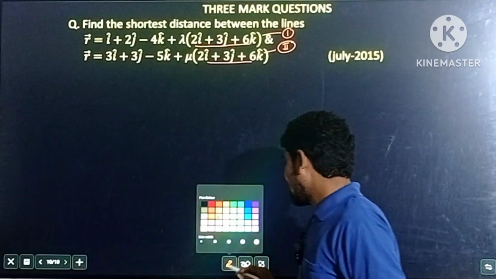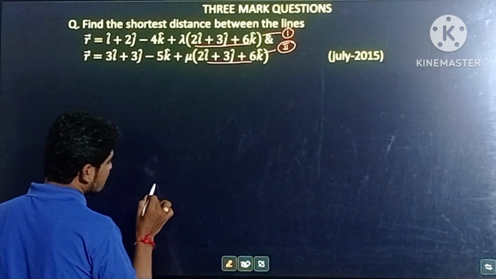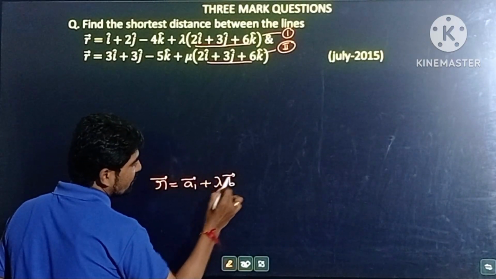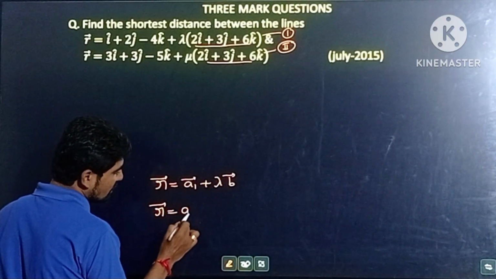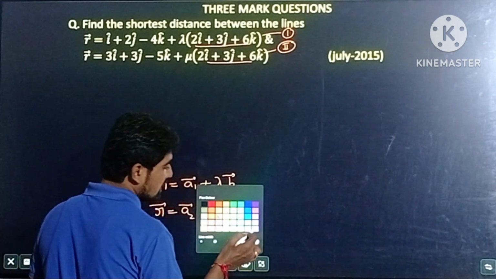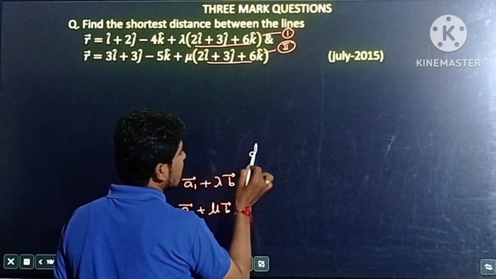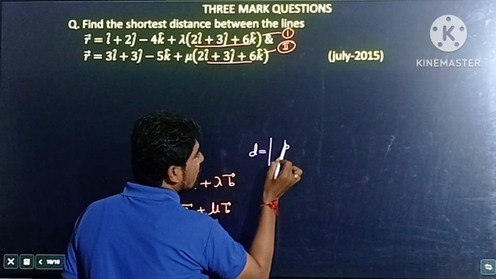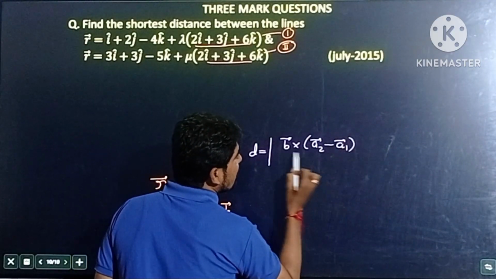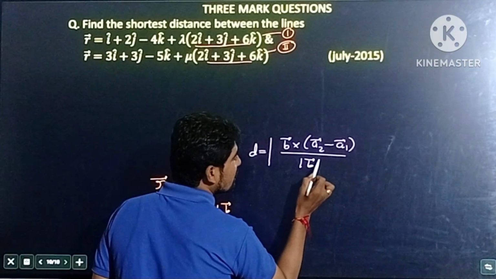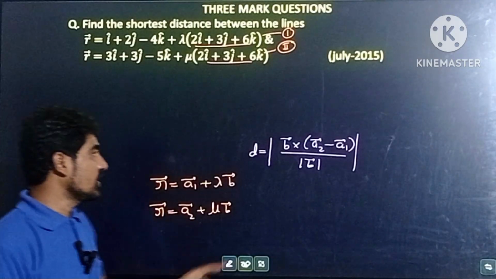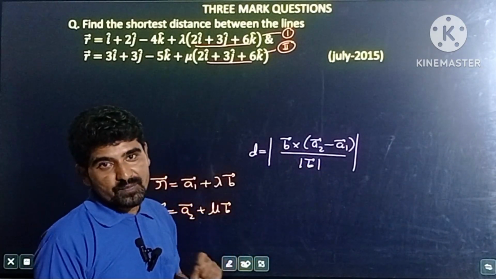And we know that the shortest distance between two parallel lines, let's say r vector is equal to a1 vector plus lambda times b vector, and r vector is equal to a2 vector plus mu times b vector, is d equals modulus of b vector cross (a2 vector minus a1 vector) divided by the magnitude of the b vector. So to identify the shortest distance between two parallel lines, we need a1 vector, a2 vector and b vector.